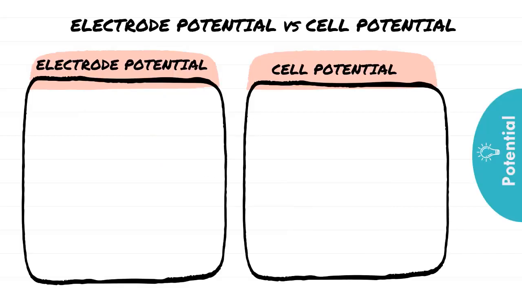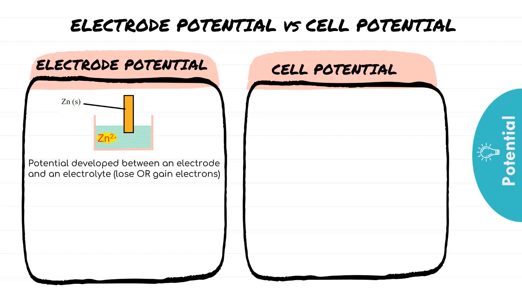We have to be familiar with these two terms, electrode potential and cell potential, because we're going to use them quite frequently throughout this subtopic. When we have an electrode deep in an electrolyte, the electrode will lose or gain electrons depending on its nature. Let's say the electrode is zinc and it loses electrons. The potential developed between an electrode and electrolyte is known as electrode potential. So, for an individual half cell, we will get electrode potential.